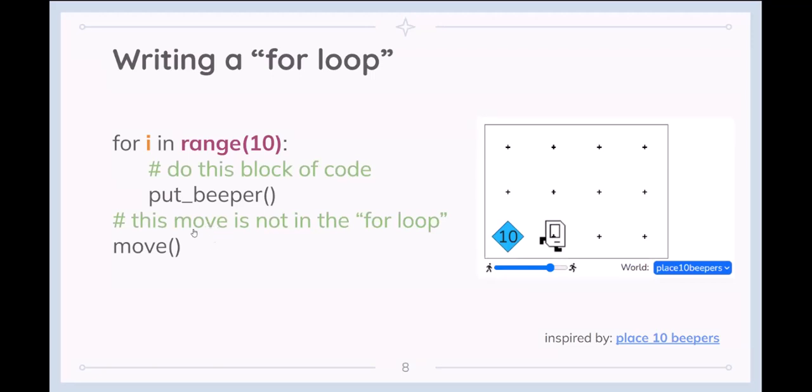So I have this move right here. It was inspired by 10 beepers. 10 beepers does not have this move. The reason why I added this move here was to indicate that if you want to keep writing code after the for loop, you would remove the indent and then write your code as normal.